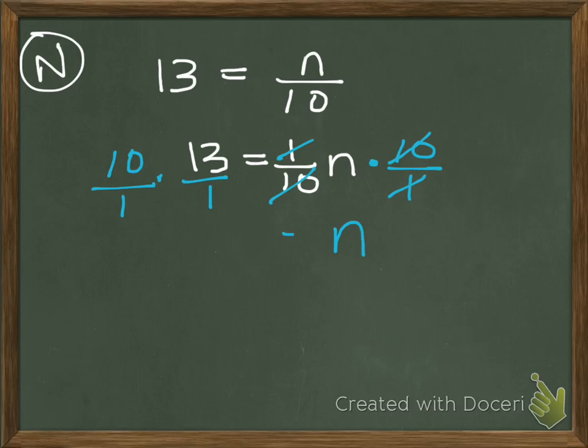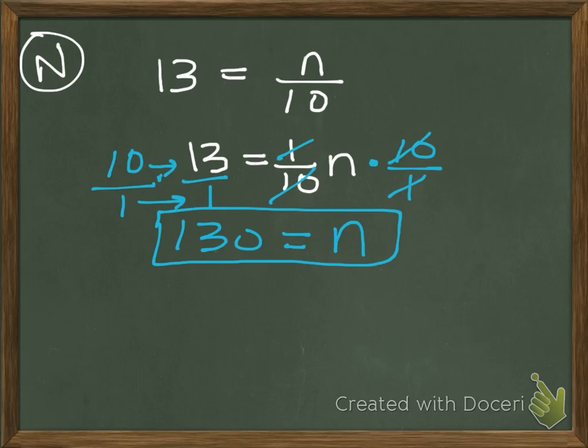Again, I'm going to cross-reduce to make it easier on myself. So 10 goes into 10 once, 1 goes into 1 once. So the only thing left I have on my right side is n. Then I have 10 times 13 on the other side, which becomes 130. And there's my answer for that problem.